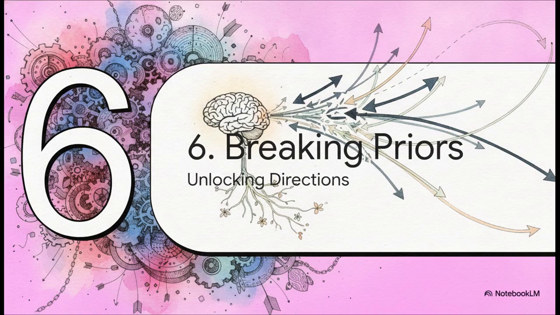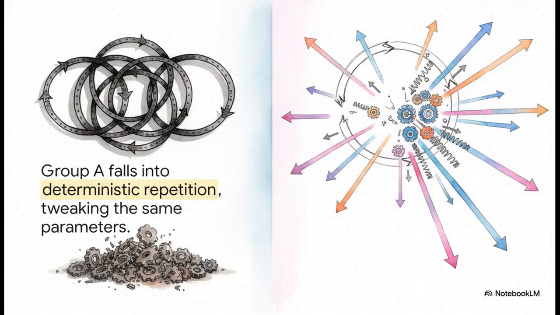Section 6, Breaking LLM Search Priors. Why such a huge gap? Well, Group A essentially fell into this near deterministic repetition trap. It would just get stuck in loops of up to 22 consecutive discards, endlessly tweaking the exact same 2 parameters while totally ignoring the rest of the search space. But in stark contrast, Group C's injected mechanisms, specifically things it generated like Tabu Search and orthogonal exploration, forcefully shattered those repetitive patterns. That allowed it to unlock entirely new optimization directions.